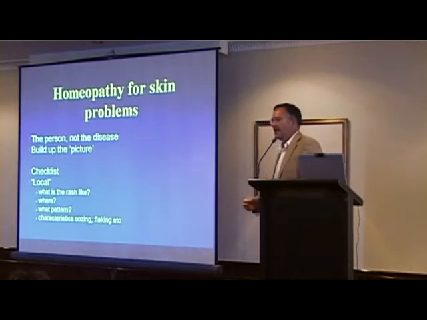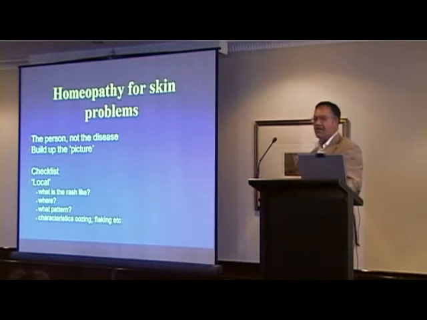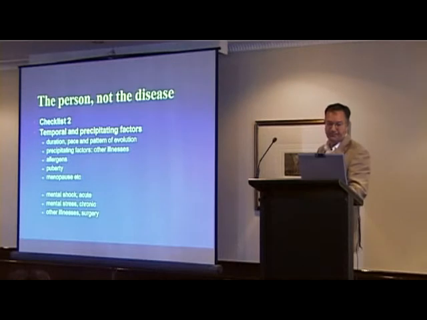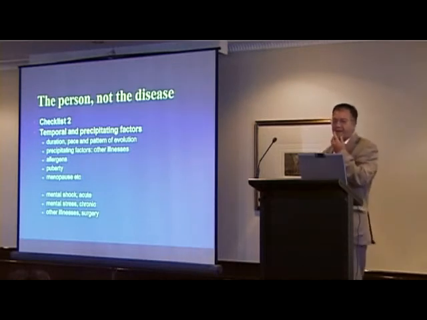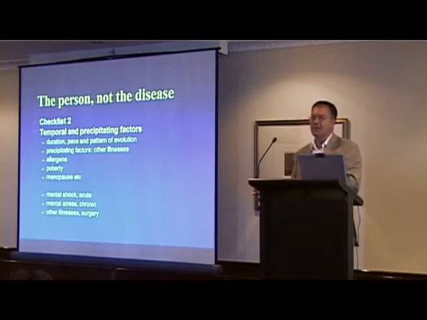And what's the pattern? Does it come in sort of rounded little patches, or is it in big areas? Does it ooze easily? Does it flake a lot? That sort of thing. What exactly is the pattern? And it varies remarkably within what is normally a single disease. And then the pace and the pattern of evolution, as I mentioned earlier, the pace can be important.